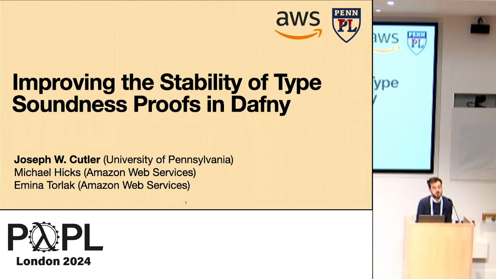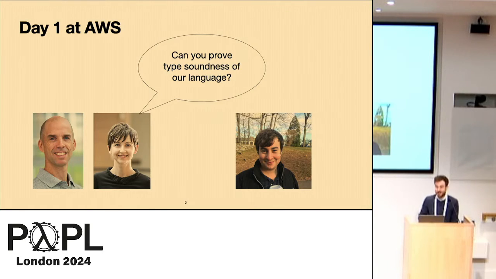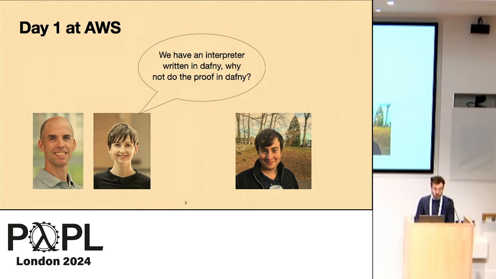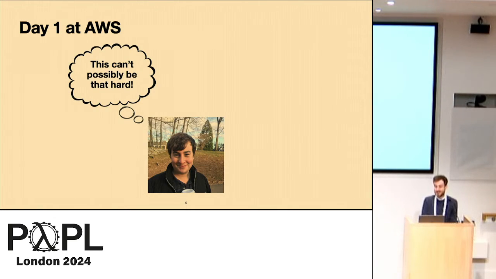So I want to start this talk with a quick story. The story begins 2 years ago at the beginning of my internship at Amazon, where Mike and Emina sit me down and say, can you prove the type soundness of this language that we've been working on? And I say, yep, definitely can do. And they say, so we have an interpreter that's been written in Dafny', why don't you do the proof in Dafny'? And I, slightly overconfident first-year grad student, say, sure, sounds like no problem, sort of mentally thinking, this can't possibly be that hard.